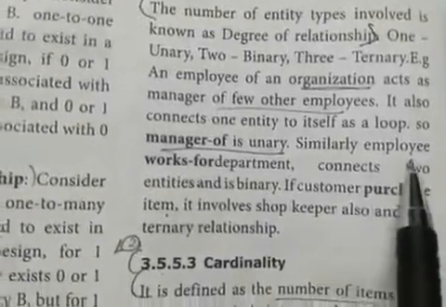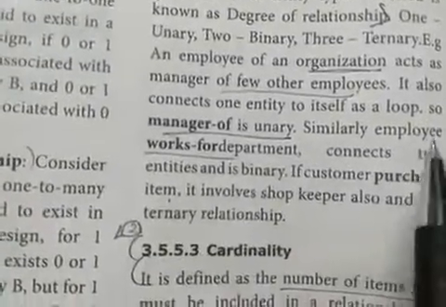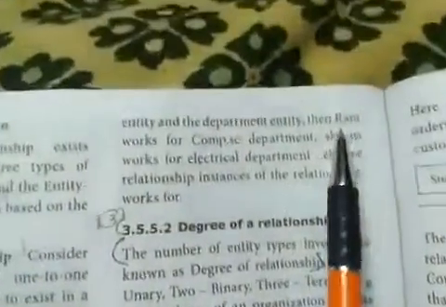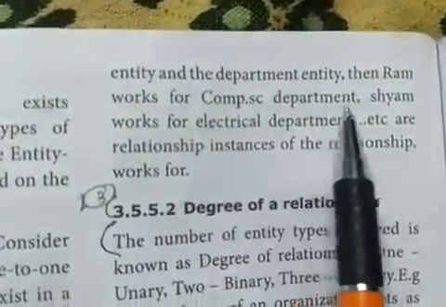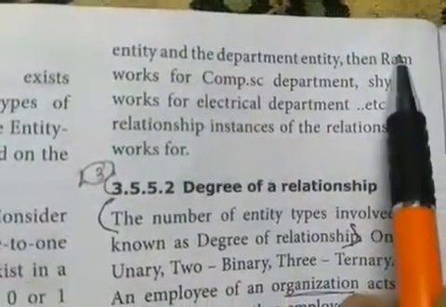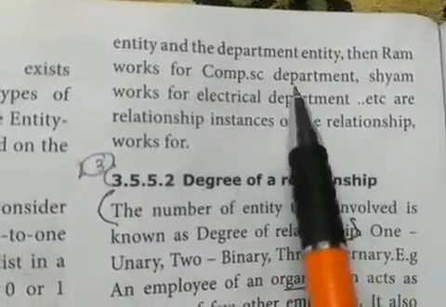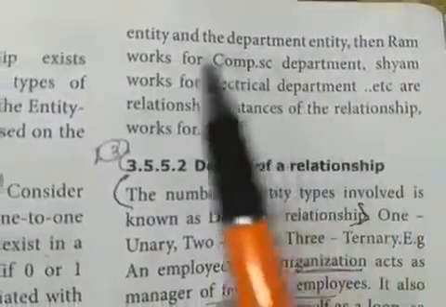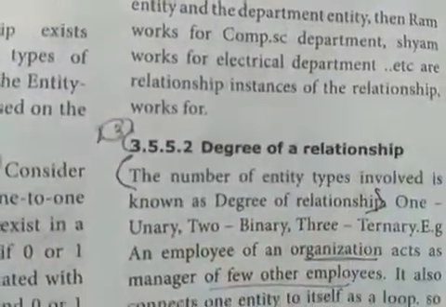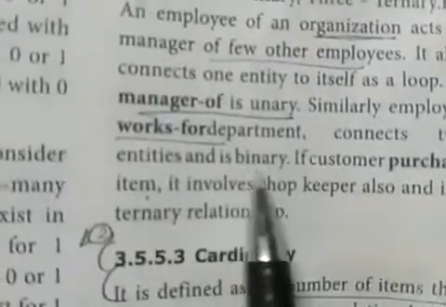And then similarly, work for involves two entities. Already we have seen in the above example, Ram works for the computer science department. Here Ram is a worker and the computer science department is also an entity. So work for involves two entities, and here it is considered as binary.